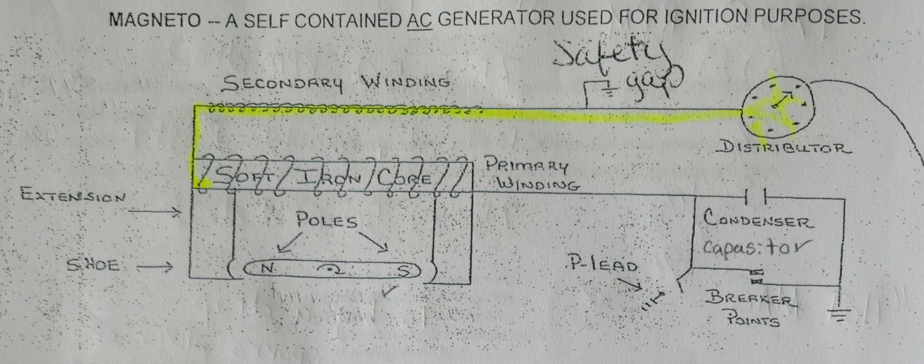What is the difference between a low tension and high tension ignition system? High tension: primary and secondary circuits in the magneto. Low tension: the magneto has only a primary circuit, and the secondary circuit is near each spark plug.